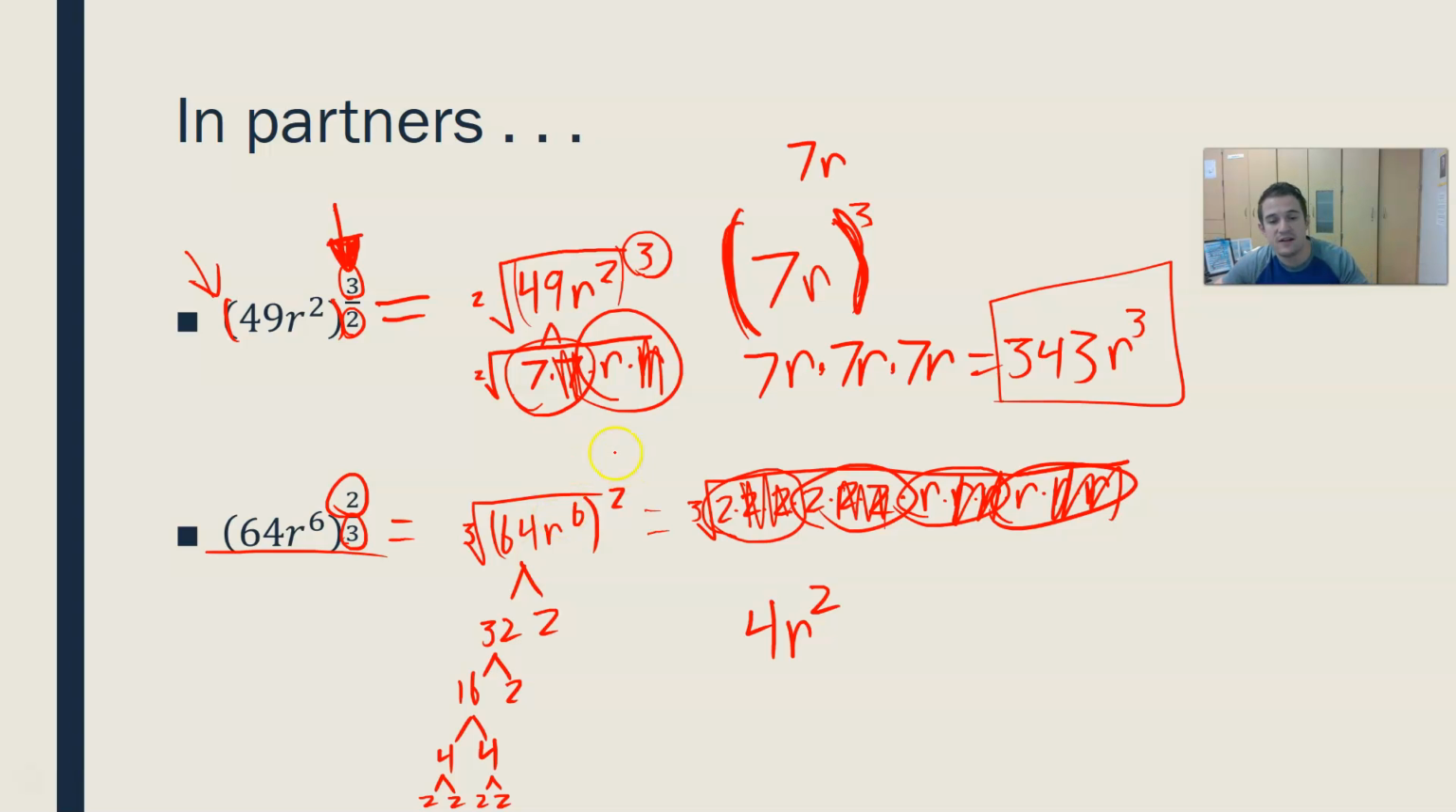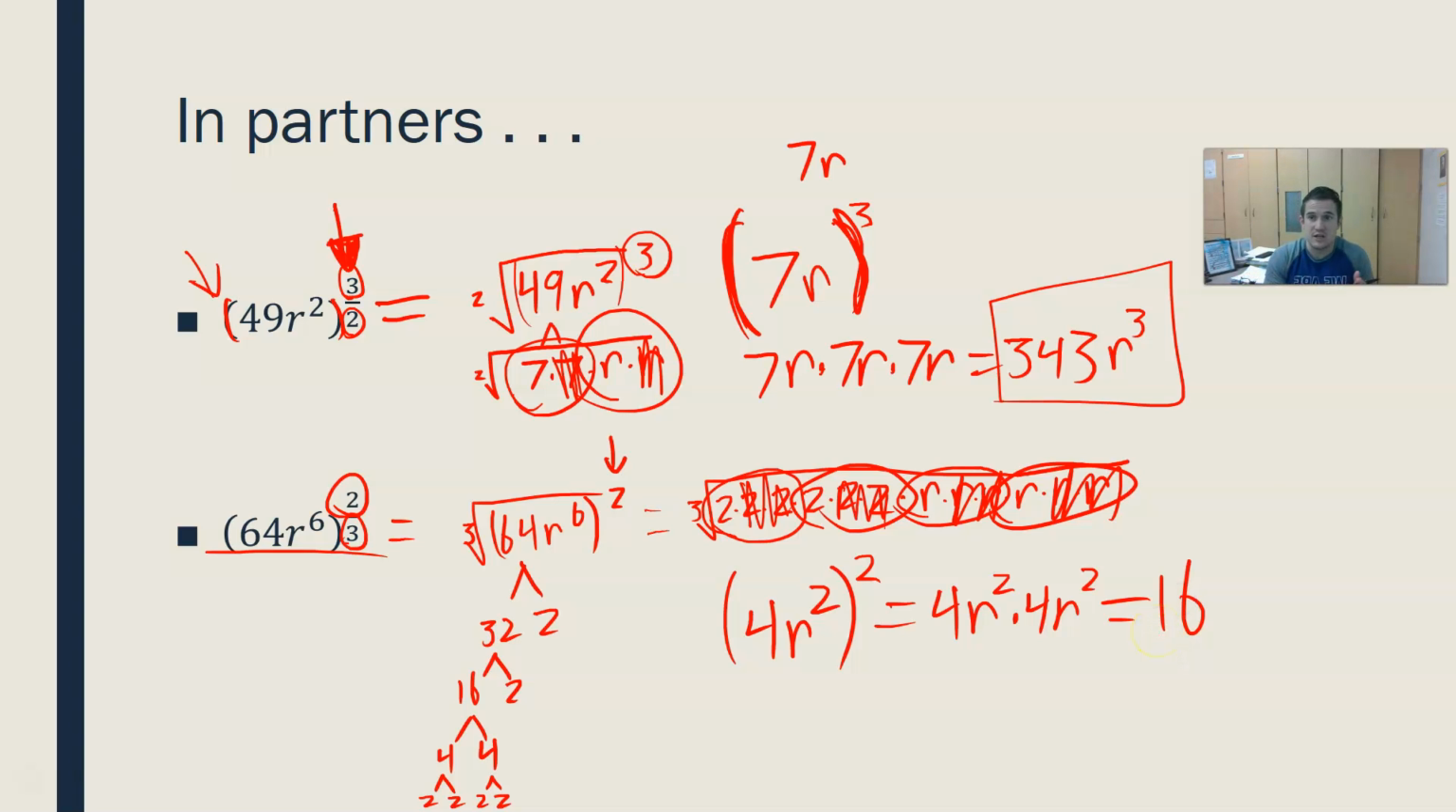But that's not my final answer. This whole thing was still taken to the second power, or squared. So my answer is going to be 4r squared to the second power, which is 4r squared times 4r squared. Well, 4 times 4 is 16. R squared times r squared, if we reflect back to what we were talking about when I'm multiplying exponents with the same base, r squared times r squared, that's going to give me r to the 4th, right? So this is 16r to the 4th. And that would be my final answer.